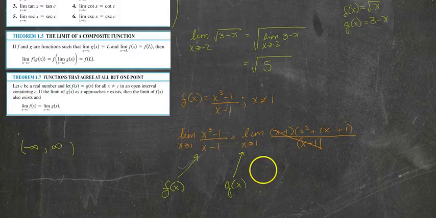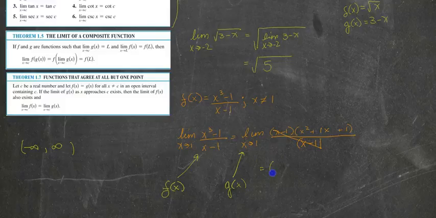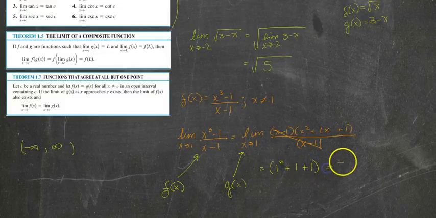So I can evaluate the limit of g of x to find the limit of f of x. So the limit of g of x equals, by direct substitution, 1 squared plus 1 plus 1 equals 3.